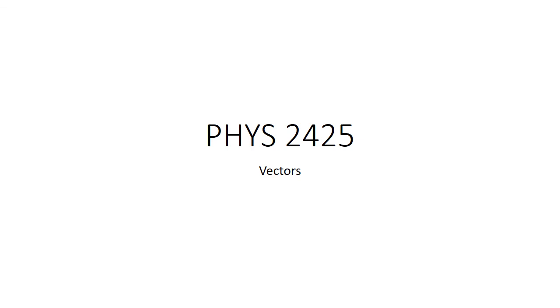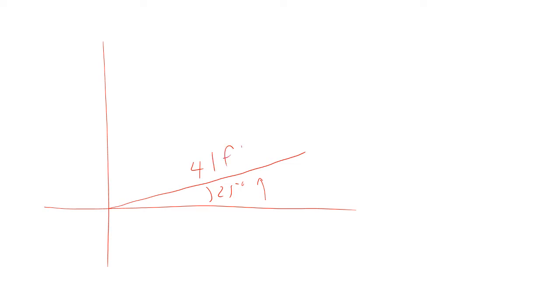Okay, our next problem, we're going to add four vectors. So let's consider that we have a dog, and the dog is out running around. And so the dog walks a distance of 41 feet at an angle of 25 degrees north of east. So this is going to be 41 feet. Then the dog turns and walks 27 feet.